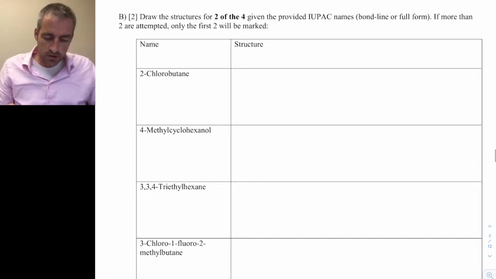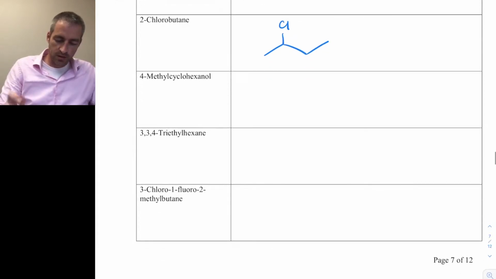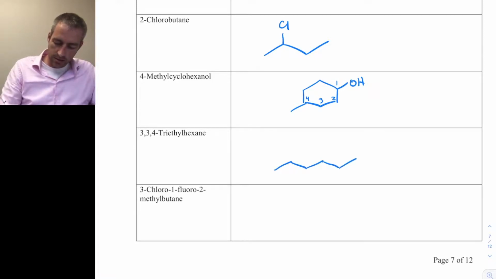B, draw the structures for 2 given the IUPAC names. If more than 2, first 2 will be marked. 2-chlorobutane. That was easy. 4-methyl cyclohexanol. And 1 always goes to the carbon with an oxygen. 4-methyl. Triethyl hexane, 3,3,4. Hexane is 6. And we have 3, ethyl, and 4.